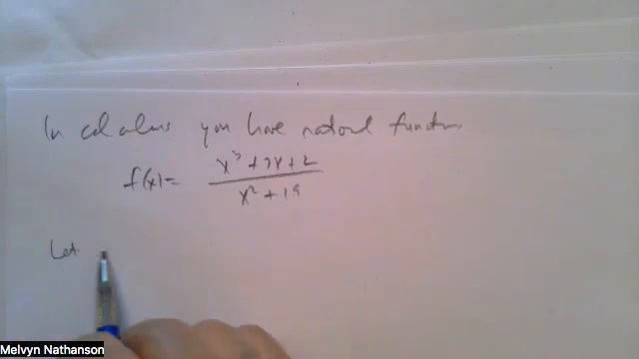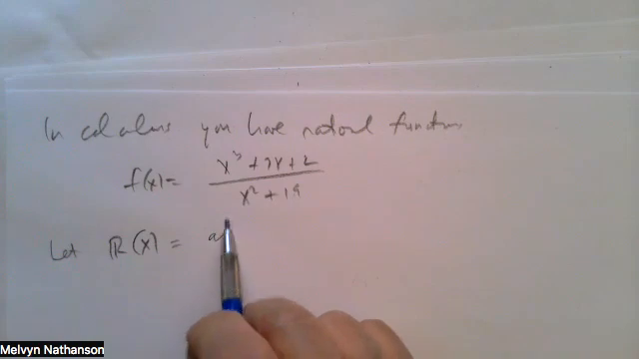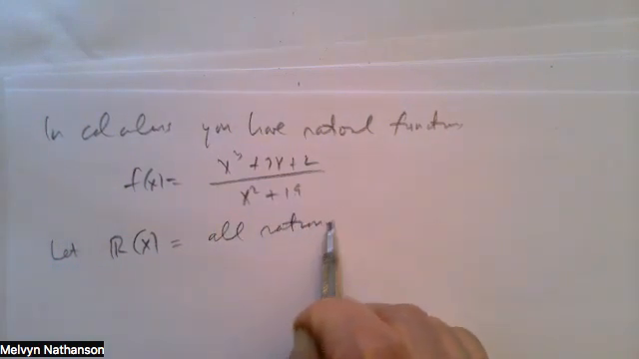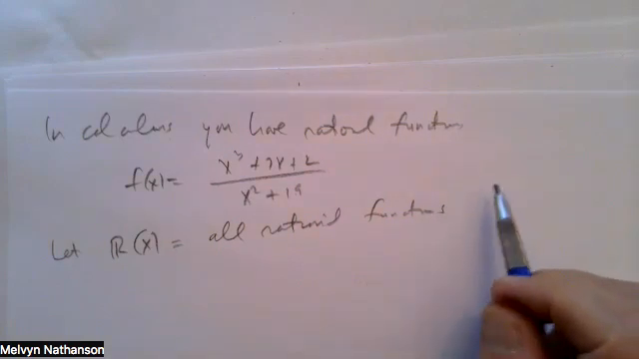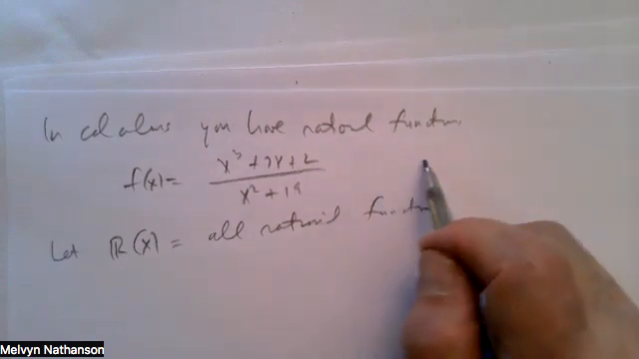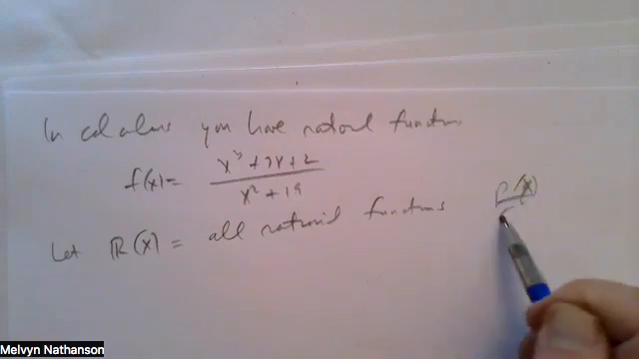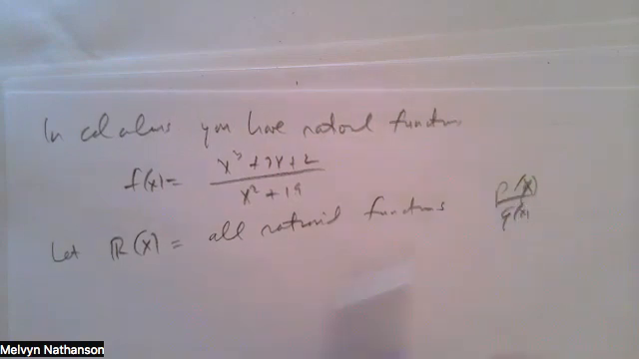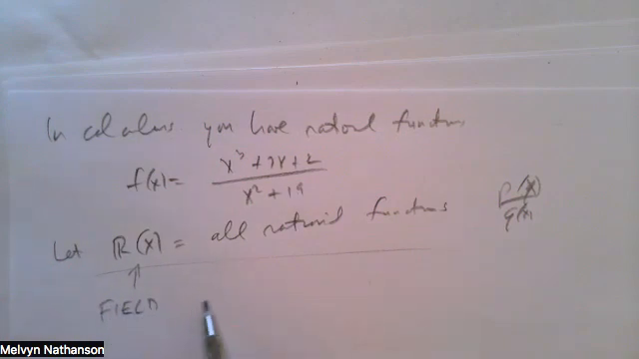And suppose we let R round brackets x be the set of all rational functions with coefficients that are real numbers. So these are functions of the form P of x over Q of x, let's say, where P and Q are polynomials. And the set of rational functions is a field.